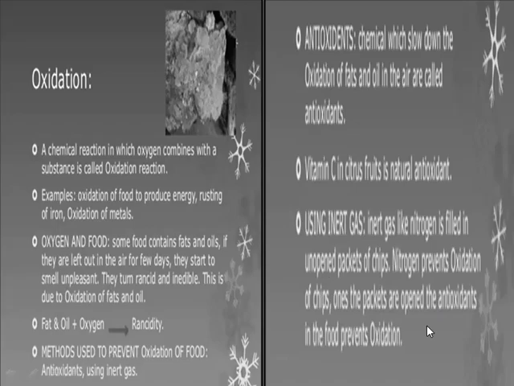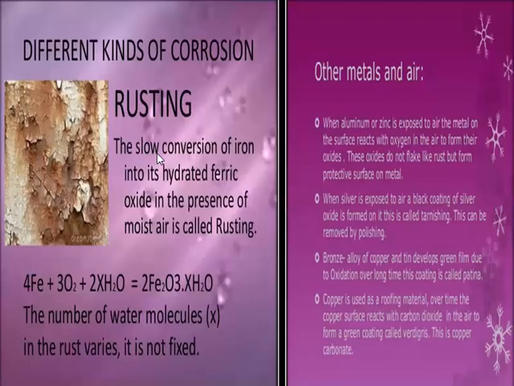prevent oxidation. Rusting is the slow conversion of iron into its hydrated ferric oxide in the presence of moist air. This results in formation of hydrated ferric oxide. The number of water molecules x is variable and not fixed, depending upon the moisture or humidity of the air. Other metals also show corrosion.